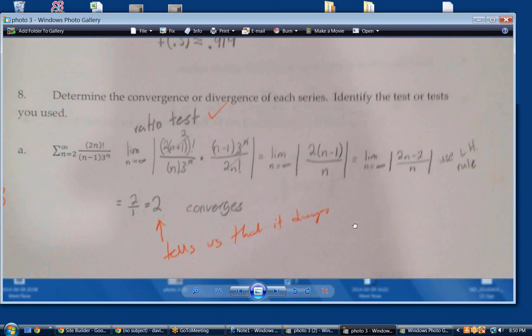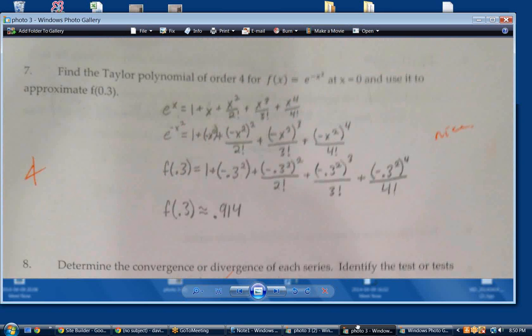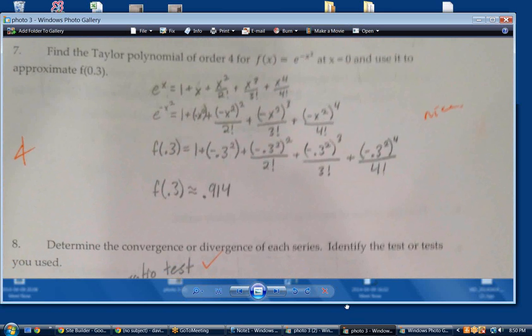Let me just look at 7 real quick. Okay, so that's what you did here, was took the known series and substituted minus x squared. I wonder if e to the minus x squared is the one that you can't, I know that you can't take the integral. You can't find an antiderivative of that. And that's what makes this so useful.